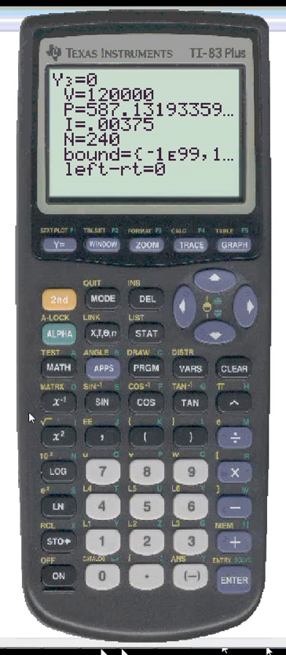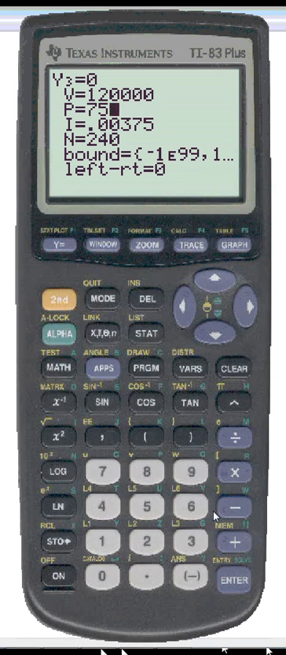So I move my cursor to the P equals line and do alpha solve. So to pay off a $120,000 mortgage in 20 years at 4.5% per year, mortgages are always monthly, it's going to cost you $759.18 per month.